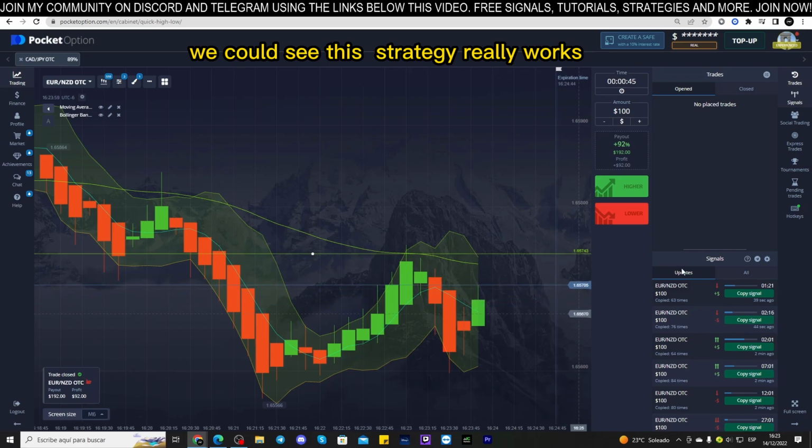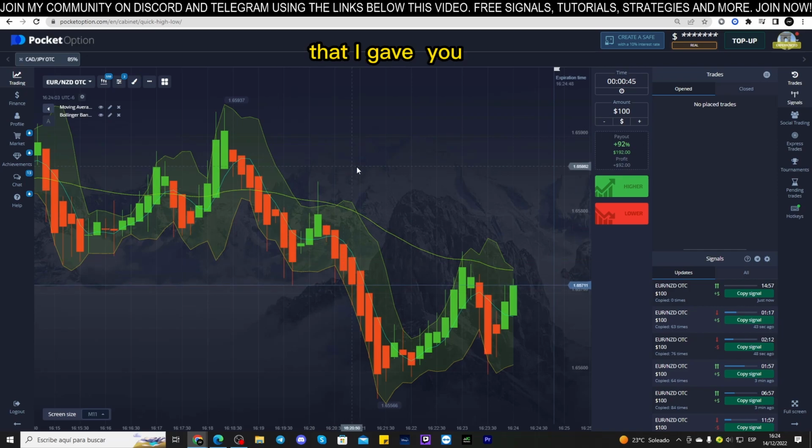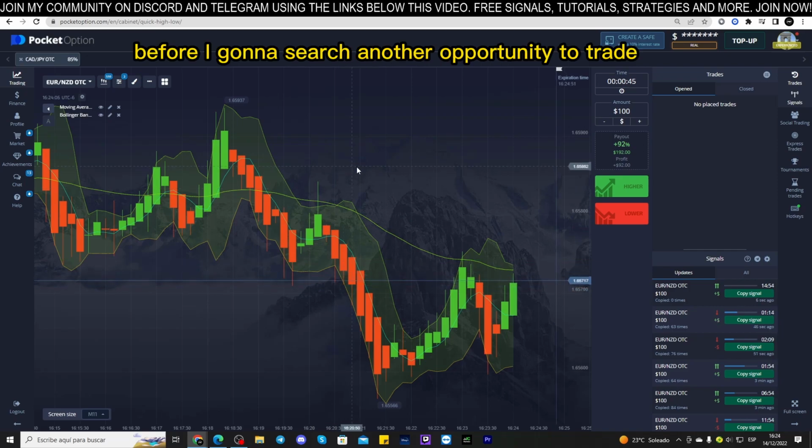So this strategy really works if you respect the indicators and the rules that I gave you before. I'm gonna search for another opportunity to trade.